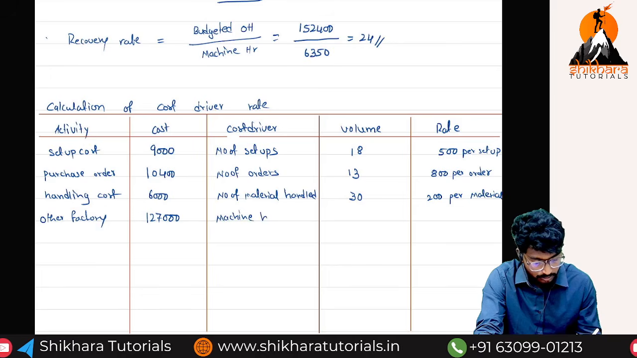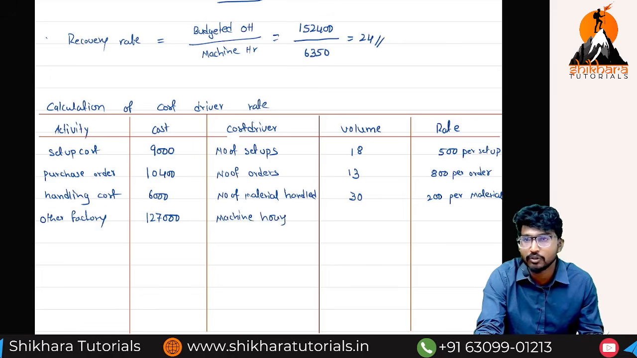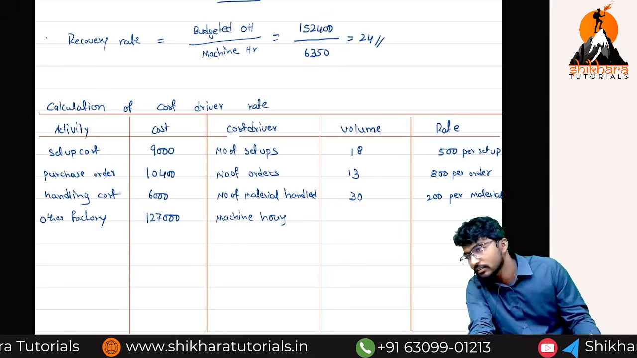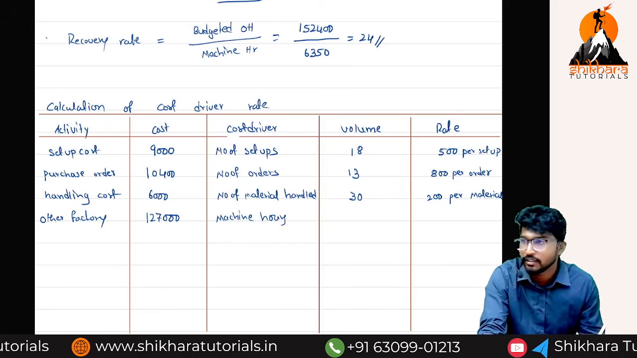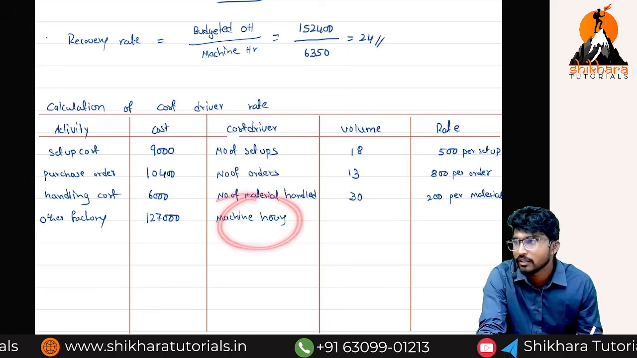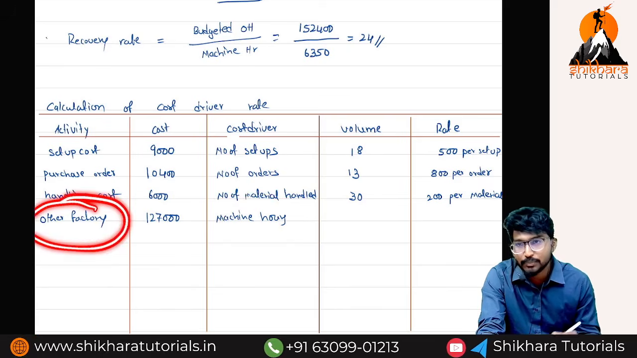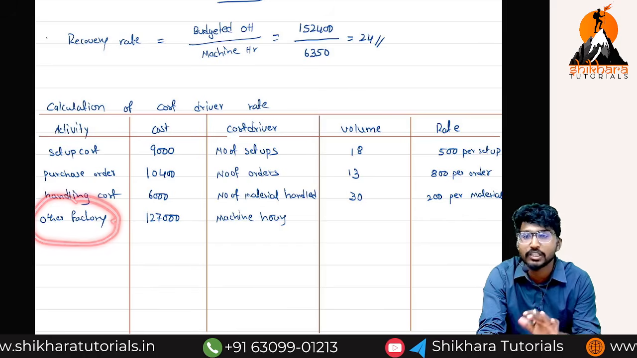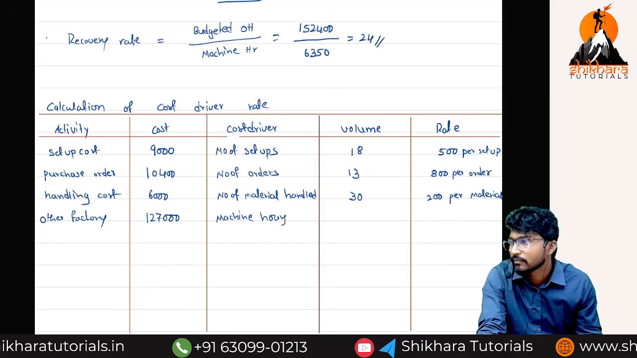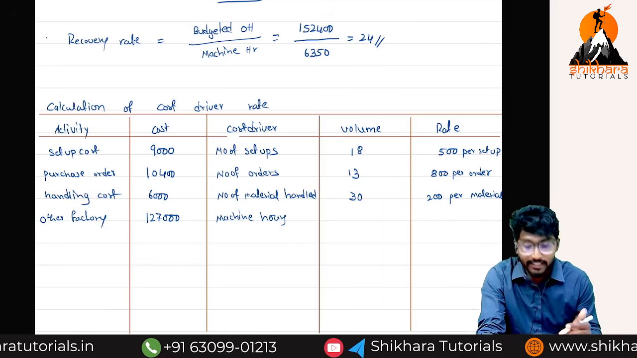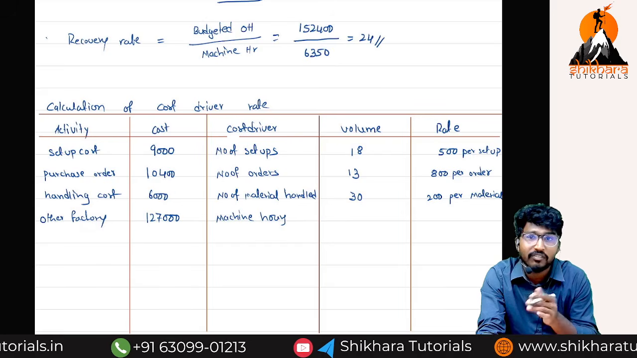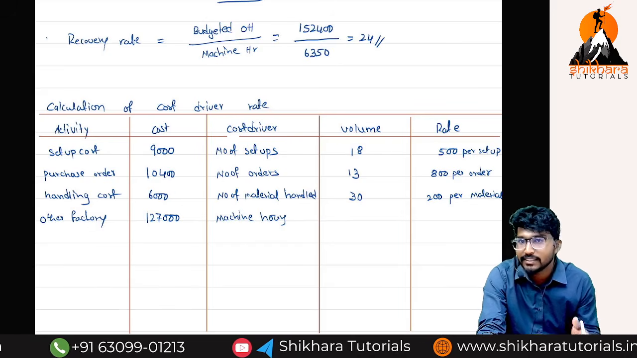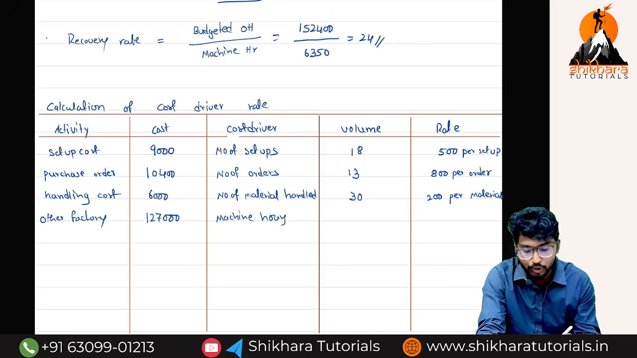Machine hours. How many machine hours in total do we have? Why am I using machine hours here? Here, other factory expenses. Our assumption is that the other factory expenses relate to machine-oriented activity. Here the factory consists of machines only, na? Then what is the correct base? Machine hours. That's why I am using machine hours.